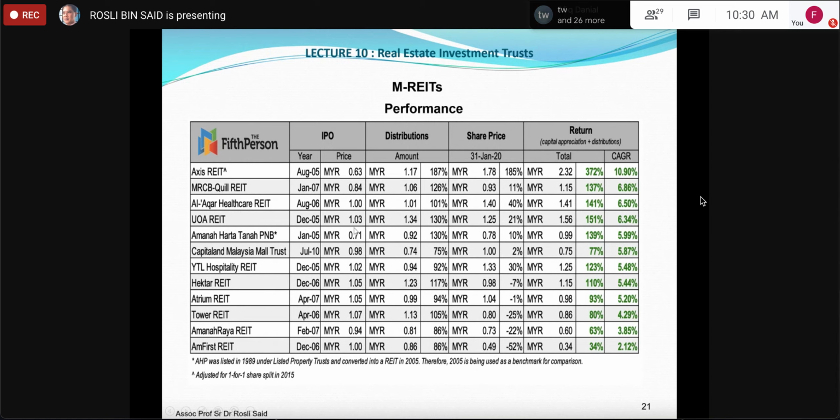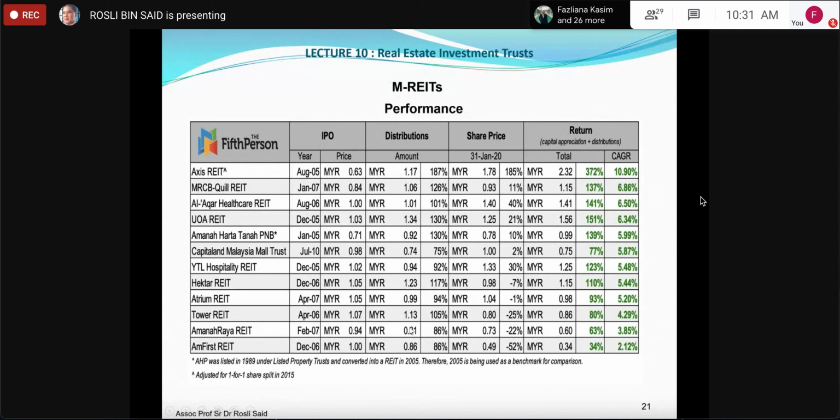And then all are good except a few companies like Hektar. Now the price has dropped compared to 2006. Last time it was sold at 1.05, but now the value is only 0.98. Atrium about 1 cent. And then Tower REIT, this is the REIT that is purely involved in offices. Last time it was 1.07, now it has dropped to 0.80. So that means a 25% drop.